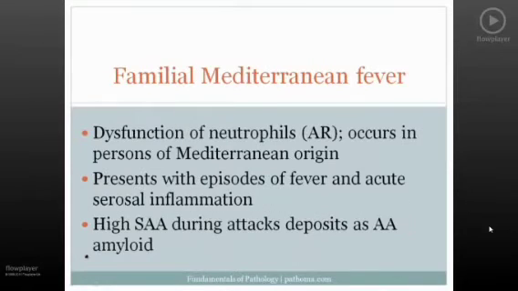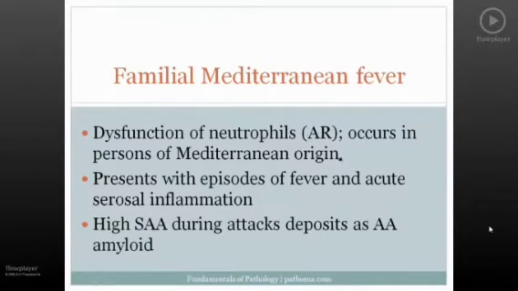Familial Mediterranean fever is actually a dysfunction of the neutrophils. It is a familial, genetically derived dysfunction, which is autosomal recessive, and it occurs in persons of Mediterranean origin. Now, what's the key consequence of familial Mediterranean fever? Well, the neutrophils are not functioning properly, and they can become activated and actually create an attack of acute inflammation.